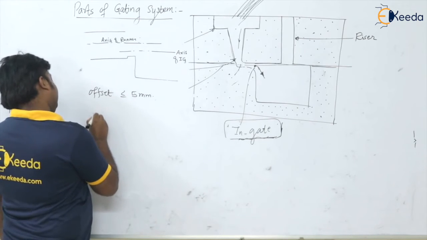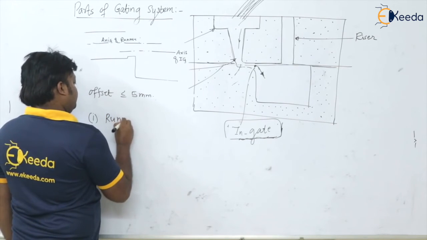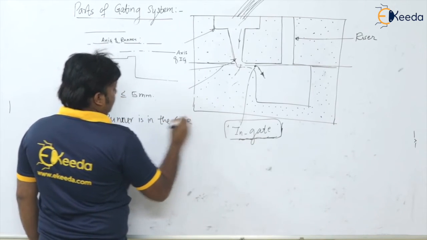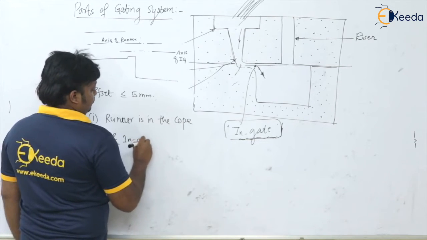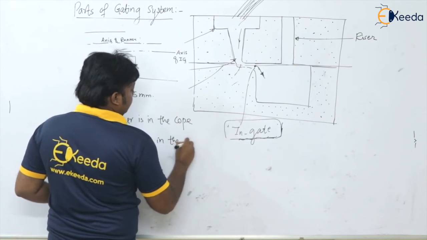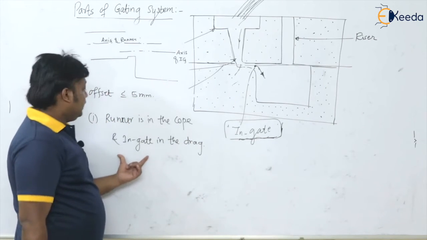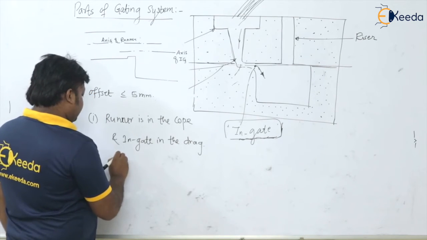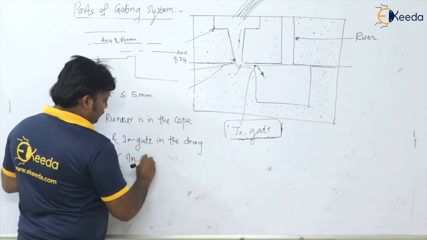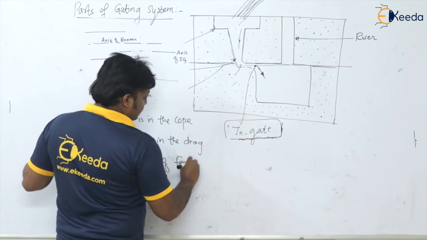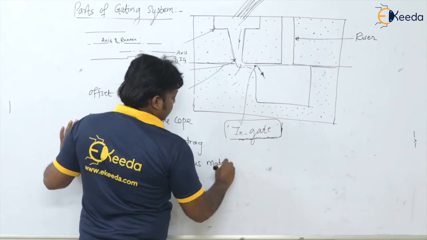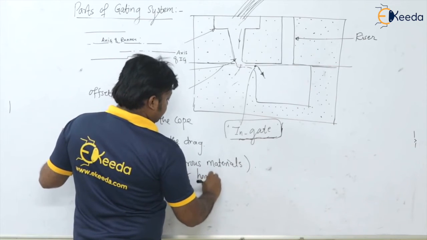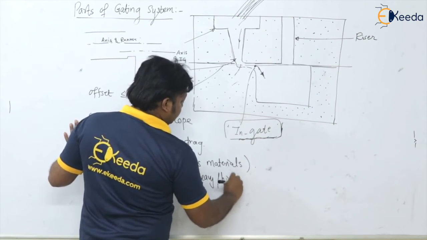So let us take the first case, that is runner in the cope and ingate in the drag, that is, the runner axis is above the ingate axis. Basically, this kind of condition we use in the case of ferrous materials like steel, cast irons, heavy density materials.